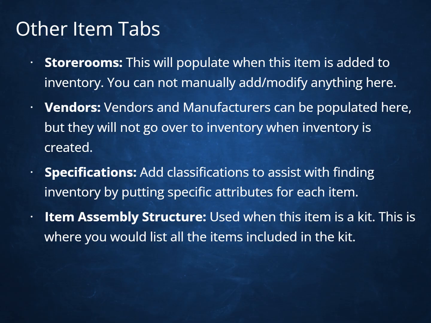Specifications. Add classifications to assist with finding inventory by putting specific attributes for each item. Item assembly structure. Used when this item is a kit. This is where you would list all the items included in the kit.